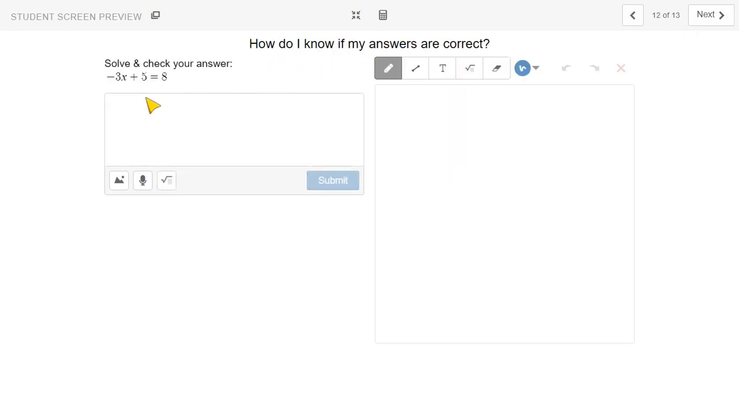Now, sometimes you're asked to check your answer. You want to know if you're correct. So what we're going to do, we'll take the answer and we're going to substitute it back in to see if the left side is equal to the right side.